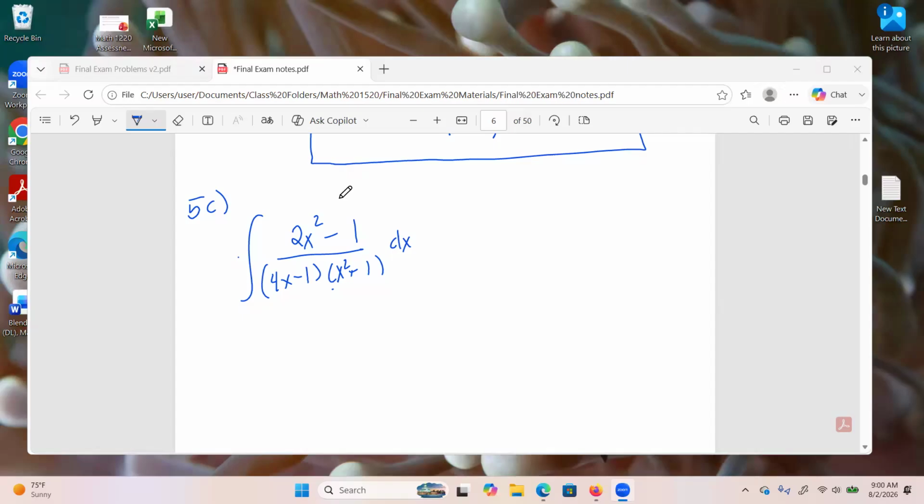All right, good morning. Welcome back to Calculus 2. We are going to be looking at this problem here, the integral of (2x squared minus 1) over (4x minus 1)(x squared plus 1) dx. We're going to try to integrate this thing.